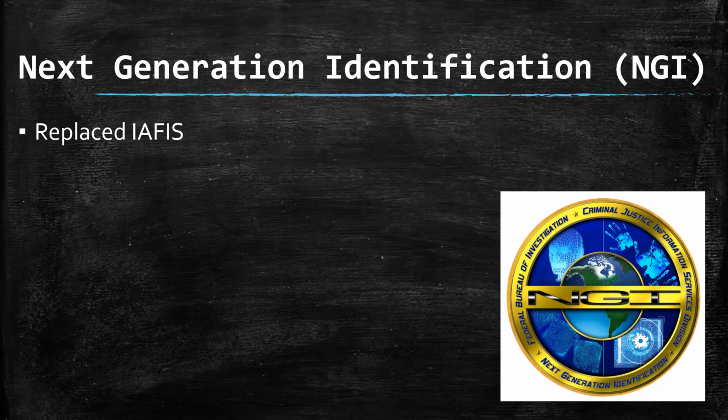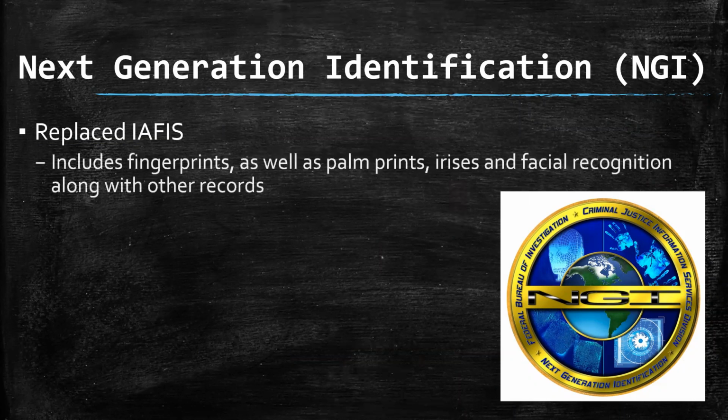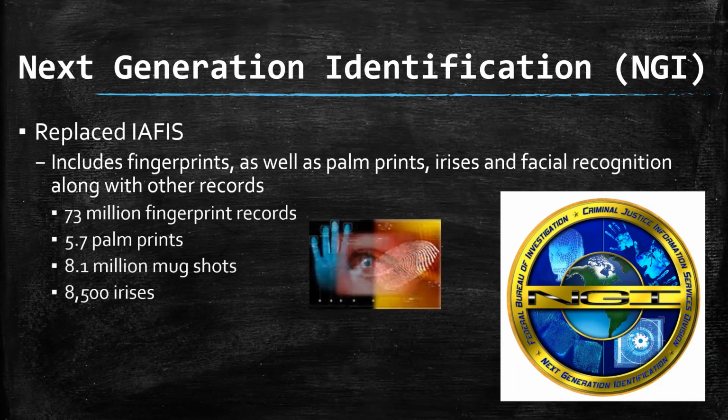Already, we have a Next Generation Identification system, NGI, that has replaced IAFIS. IAFIS is still around, but NGI is more common now in the FBI. It basically takes IAFIS, which is fingerprints, and now also includes palm prints, iris scans, which are your eyes, and facial recognition, along with other records. So it includes about 73 million fingerprint records, 5.7 million palm records, 8.1 million mugshots, and 8,500 iris scans.